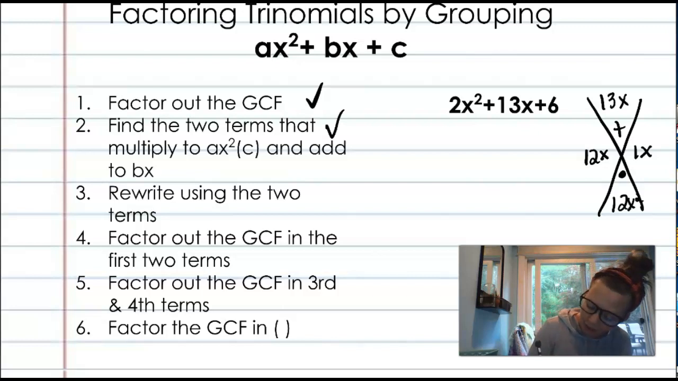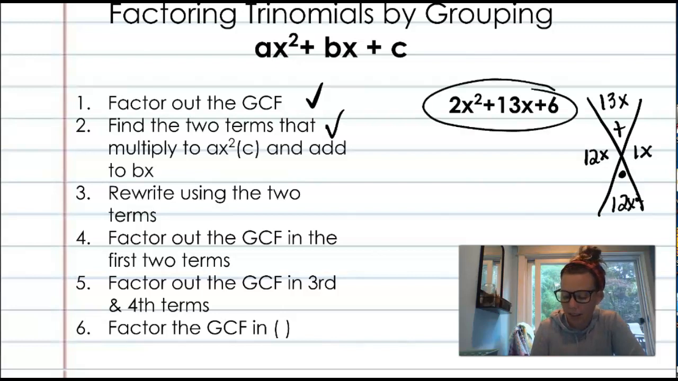All right, so this isn't really anything different besides the fact that we haven't drawn the area model. The different part comes next. Instead of filling it in, we're going to just rewrite this here using these two numbers. I'm going to highlight them. So we're going to rewrite the 13x.